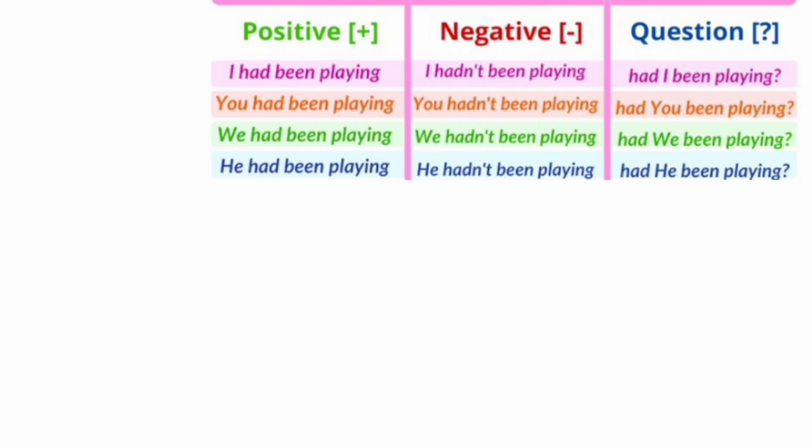Let's learn some examples of positive, negative, and interrogative sentences. Positive: I had been playing, you had been playing, we had been playing, he had been playing. Negative: I had not been playing, you had not been playing, we had not been playing, he had not been playing. Interrogative: had I been playing? Had you been playing? Had we been playing? Had he been playing?